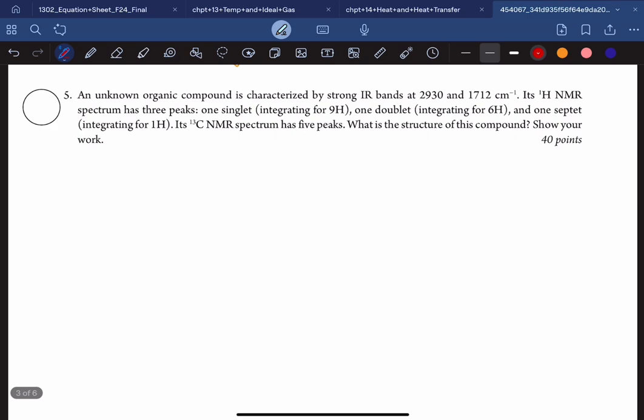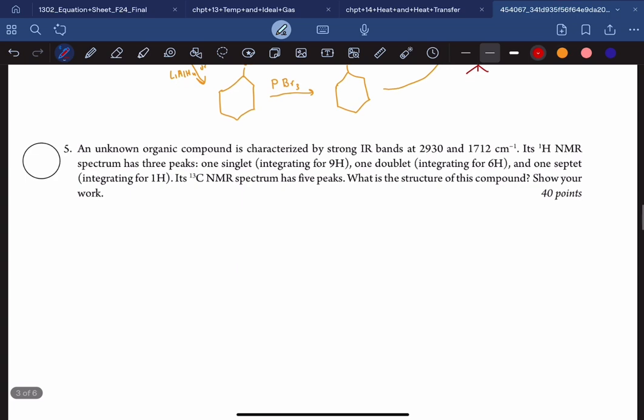Number 5 is talking about an organic compound characterized by IR bands. So you're moving into spectroscopy, so let's just write that out: IR, NMR. Let's see what they say. There's an unknown compound with strong IR bands at 2930 and 1712. Okay, so this is already highly important. And then the HNMR, this is the most important thing ever, so pay very close attention to every word they say. 3 peaks, okay. 1 singlet for 9H.